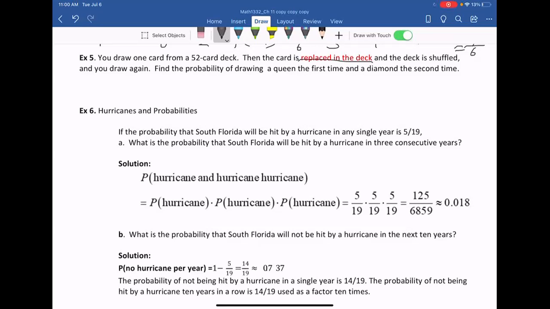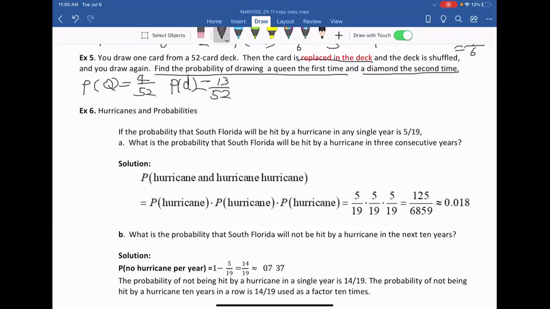The question is asking, find the probability of drawing a queen the first time and a diamond the second time. I use a Q to represent the event. Find P of Q, drawing a queen the first time. The sample space is 52, and we have 4 queens. And the second one, what is the probability of getting a diamond? I use a D to represent diamond. We have 13 diamonds, 13 over 52.